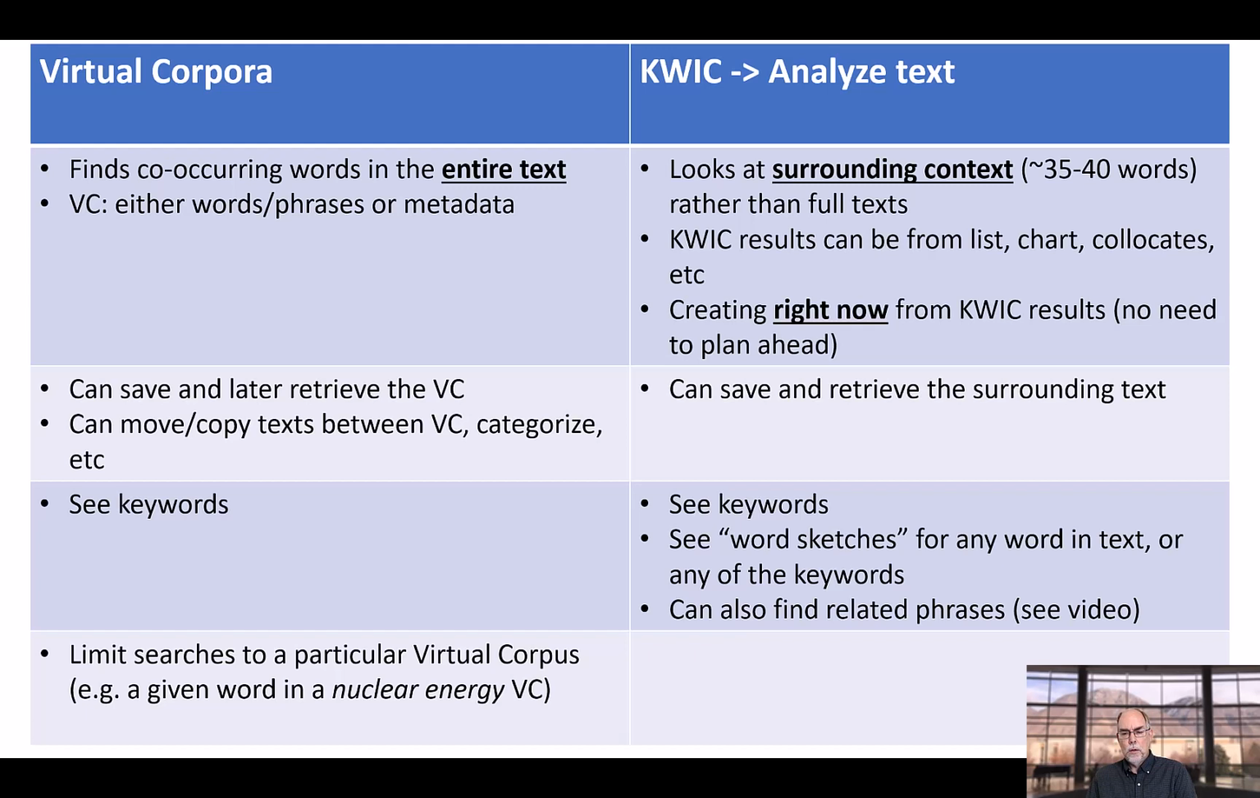As we've seen, once we click on Analyze Text, then we can see keywords from the surrounding text, and we can see word sketches for any of these keywords or any of the words in the surrounding text. And something we haven't discussed here, but we can also find related phrases in COCA for any of the words in the surrounding text. And to get information on that, take a look at the video dealing with analyzing text.